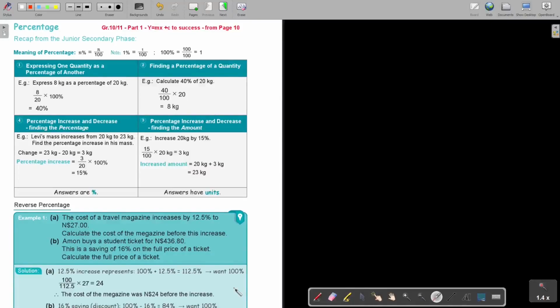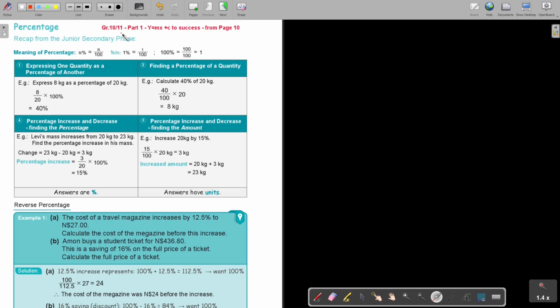Exam examples of percentage. You will find this from page 10 in the mathematics textbook, Y equals mx plus c to Success, Part 1, Grade 10, 11. Okay, this is coming from the textbook.